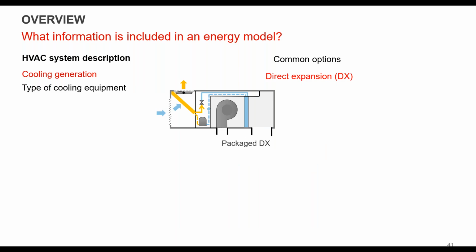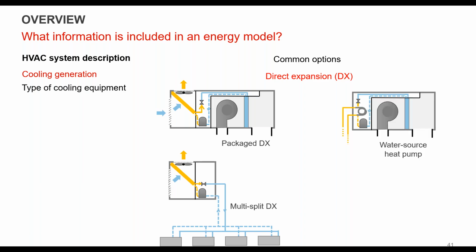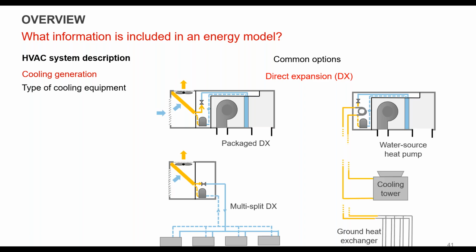You also need to define how cooling is being provided. You've got options, pretty typical ones here. You've got packaged systems. We're seeing more commonly multi-split DX type systems. We have refrigerant coils. Water source heat pumps might be an option with a cooling tower or ground heat exchanger. Again, these are all DX based, direct expansion type systems.